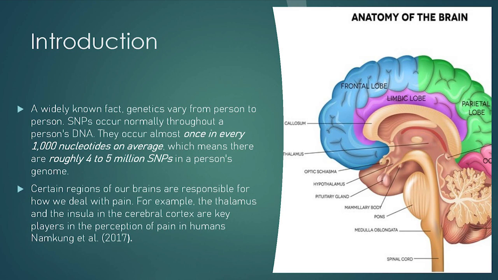Like I said before, I'm going to be talking about how we all deal with pain differently. Certain regions of our brain, as you can see here, are key role players in how we deal with pain. You can see here, the thalamus. This is one big role player in how we feel pain differently and how we deal with perception and tolerance as individuals.